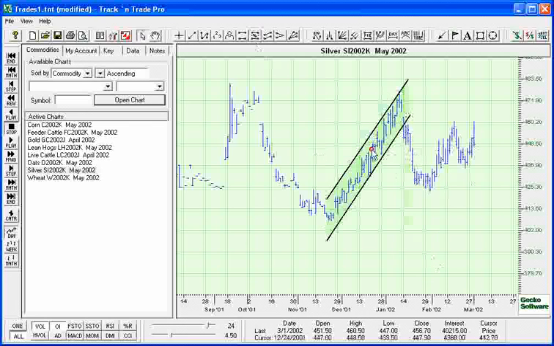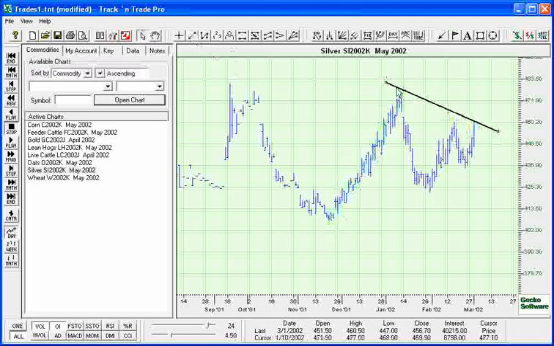So what kind of opportunities do you see here in silver? Anything? You know, it looks like maybe trying to make a little triangle formation here. Maybe there's something there with the triangle formation. I don't know. Let's watch that one.